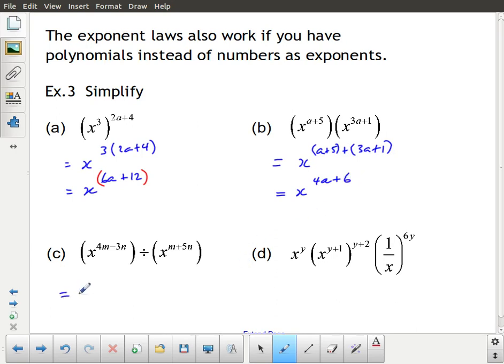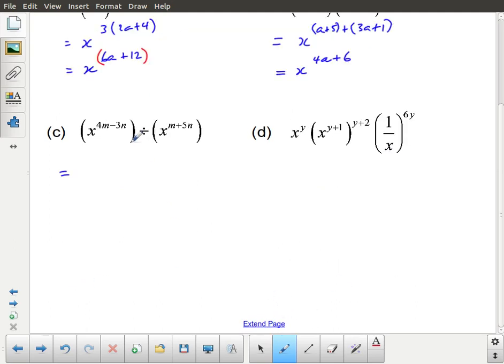For this next one, I have division. And so I'm going to be subtracting exponents with a common base. 4m minus 3n. And from that, we're going to subtract m plus 5n. 4m minus m is 3m. Negative 3n minus 5n is minus 8n.